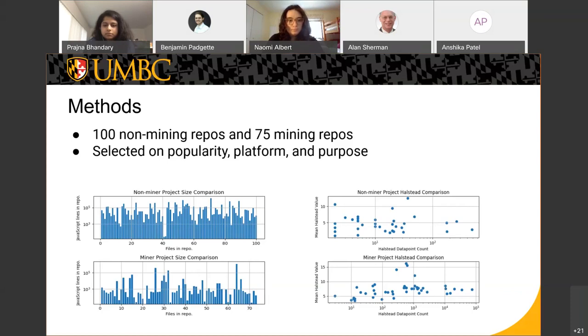So this was the point where, after all the figures we looked at, this was when we said normalized Halstead is what we want to continue with. This seems promising. It's what we want to show this semester. So let's dig a little bit deeper.